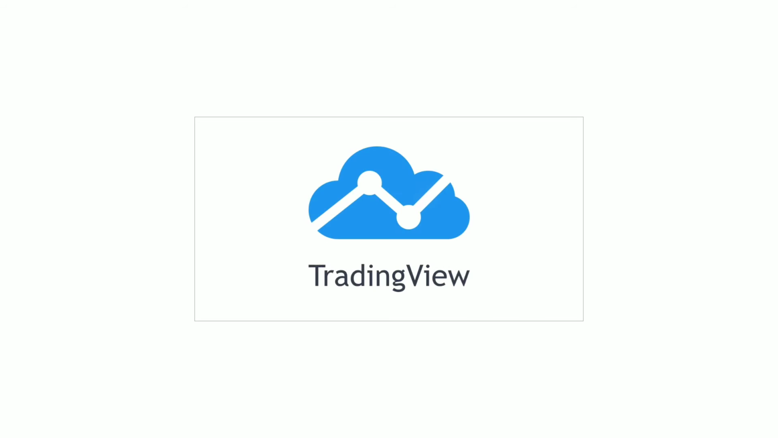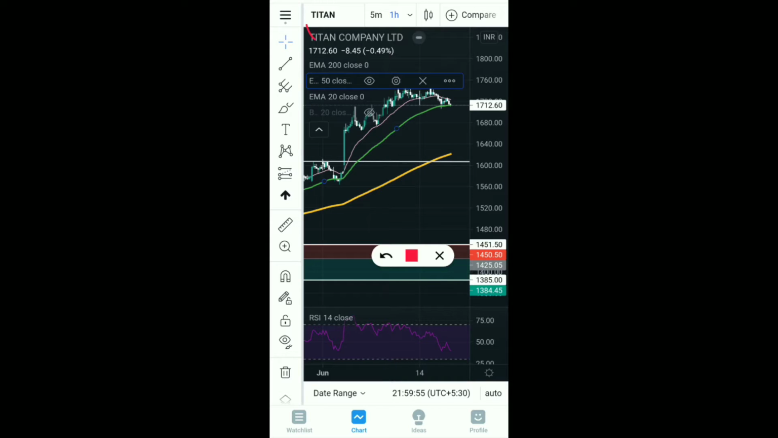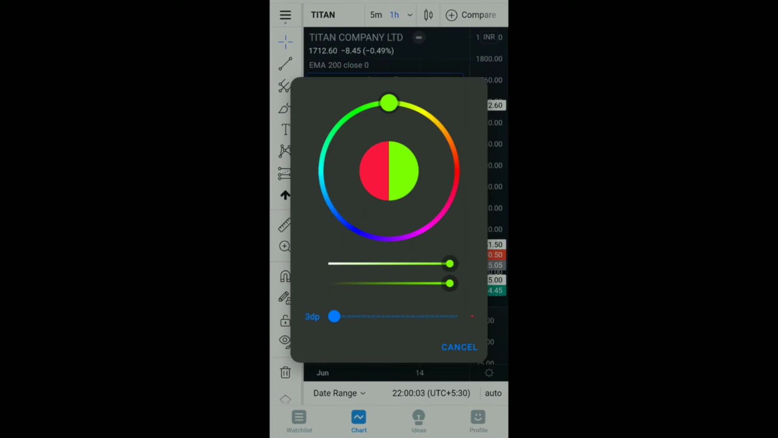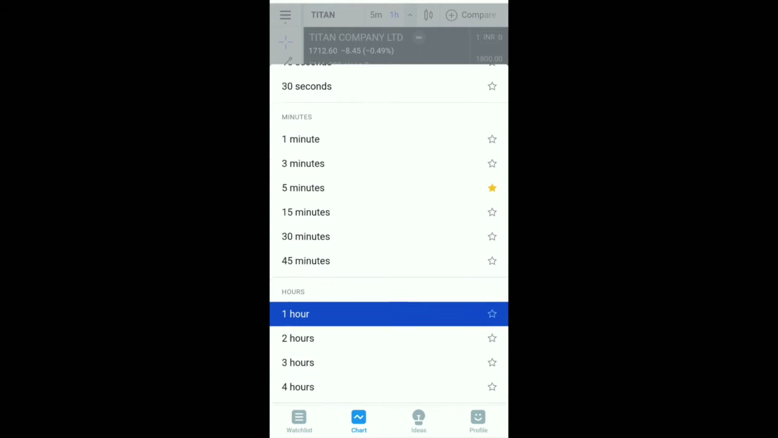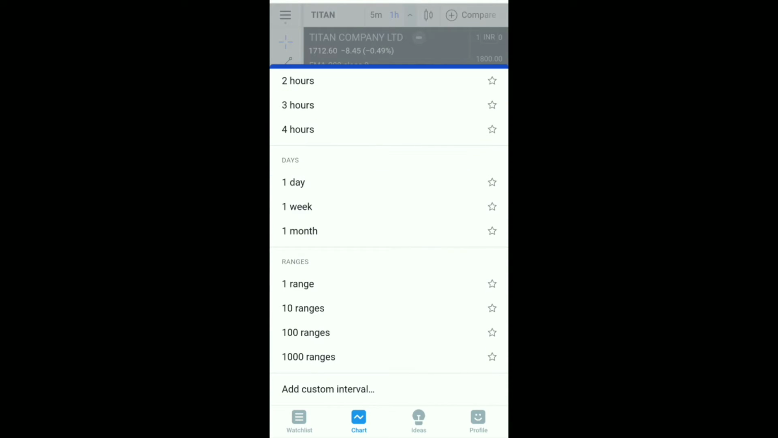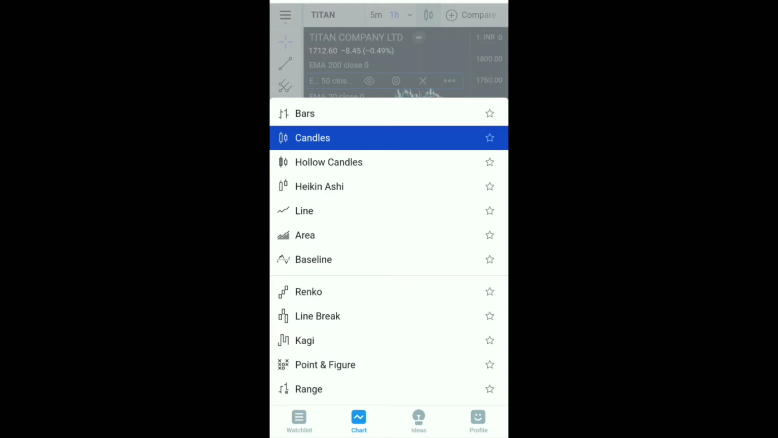TradingView is a very detailed application. You can find a lot of features here. This is the Titan stock, and you can see that these are the time frames we can adjust: 5 minute, 10 minute, 15 minute, 30 minutes, and so on. We can see 1 day also, 1 month also. Charts will be according to it.